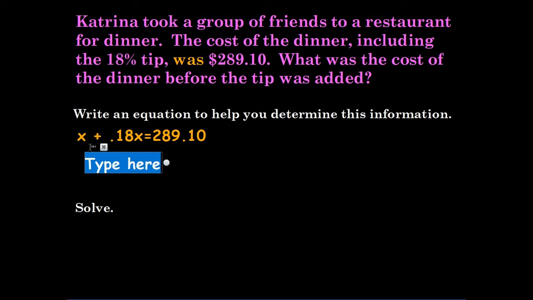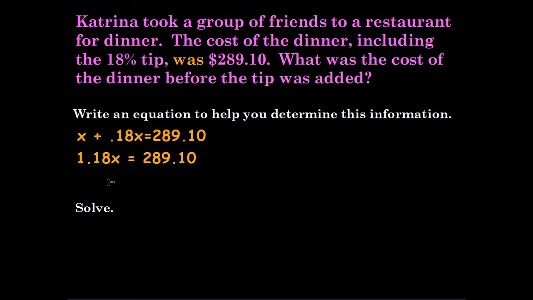$289.10. So there's that equation, but I'm going to combine these like terms because remember we talked about, so we can put those x's together just like we did for the last problem where we did the 120%. So I've got the cost of the dinner, that 100% of the dinner, and 18% the tip of the dinner, that's my variable, equals $289.10. So here we have an equation to help us determine this information.